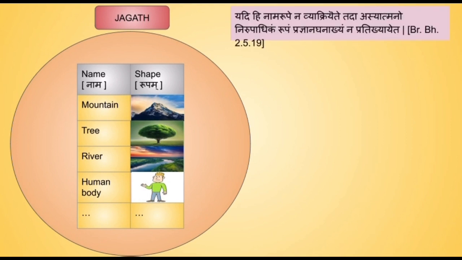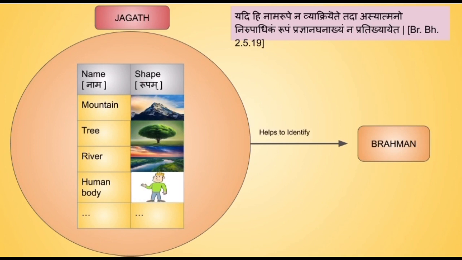In Brahma Sutra Bhashya 2.5.19, it is quoted that "Yadi hi Namarupe na vyakriyete tada asyatmano nirupadhikam rupam prajnana ghanakyam na pratikhyayeta." It means, had the Brahman not created the world at all, we would never have known its inherent Swarupa as Prajnana Ghana. So, only through these Nama and Rupam, we are able to recognize Brahman. That's why Jagat is nothing but Upadhi for Brahman.